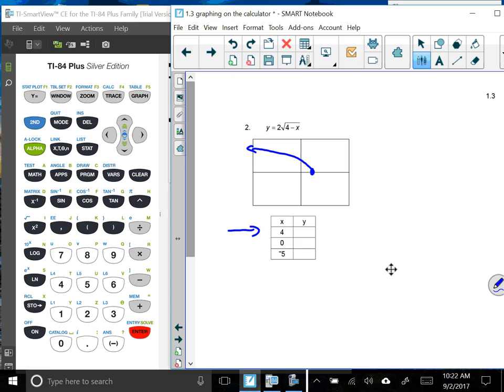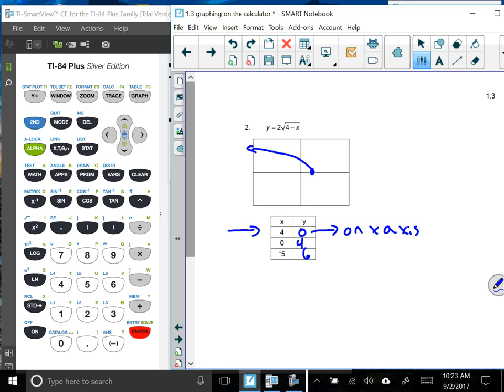Again, you know what it's supposed to look like. We're telling you that we're going to try to put the endpoint in the first spot, at least for a while. So that helps you to know that 4, 0 has to be on the x-axis.